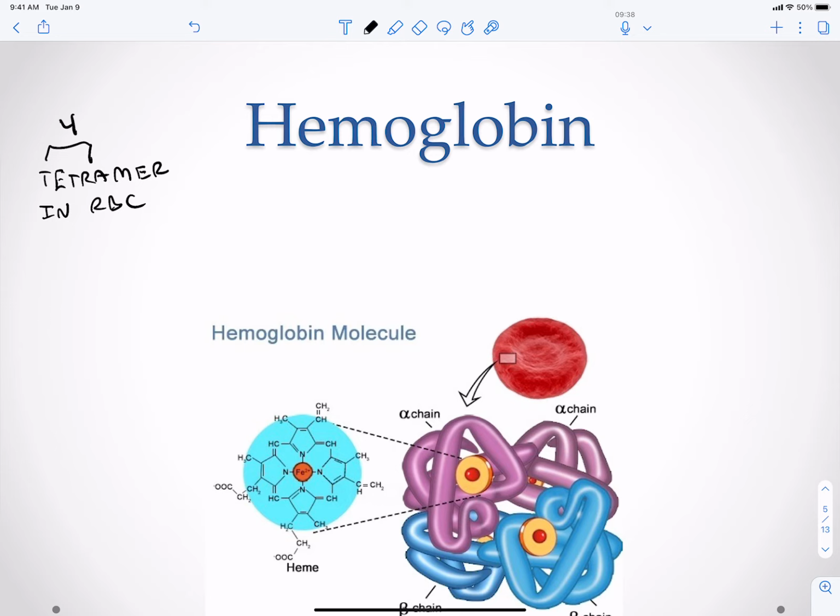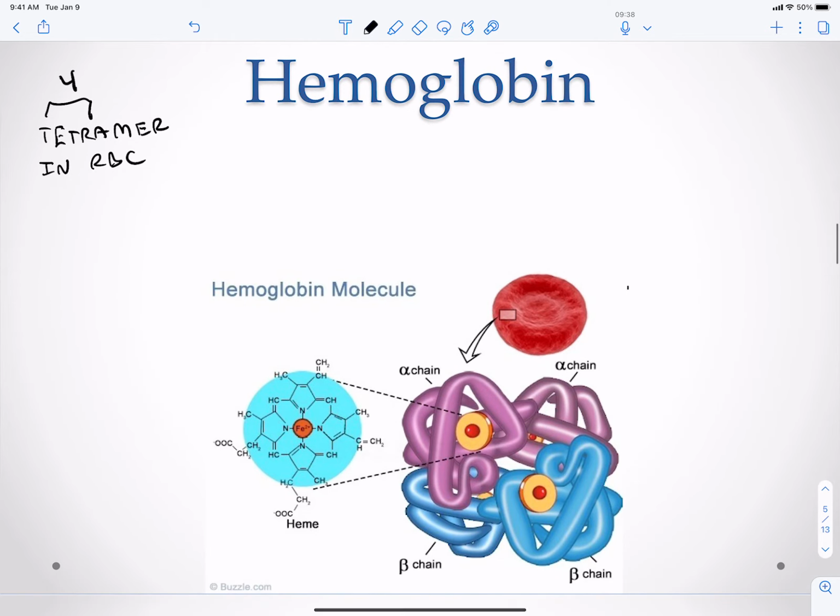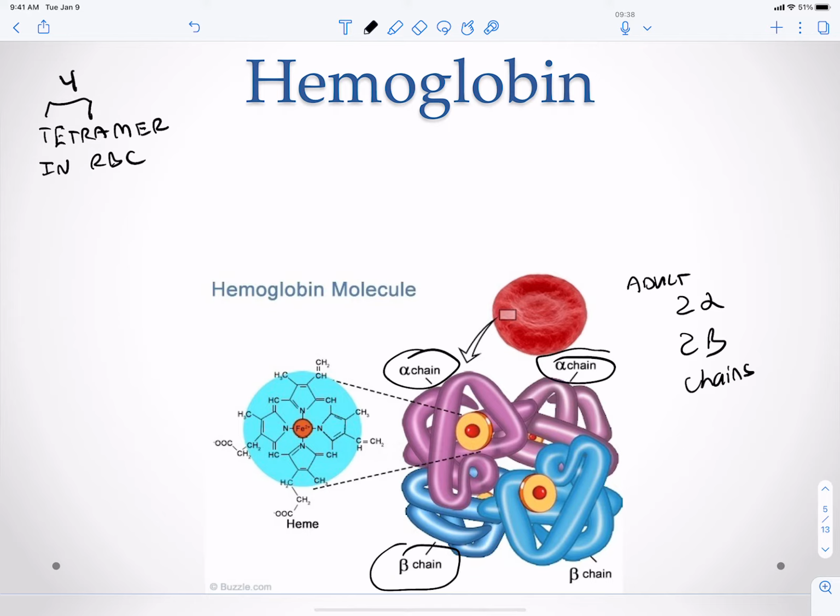It has an adult hemoglobin. It has 2 alpha and 2 beta chains. And so you have your alpha chains and your beta chains, and these form the tetramer. And so you're going to have your heme, which has, again, your ferrous iron, which will be able to bind to oxygen, and there are 4 of them.